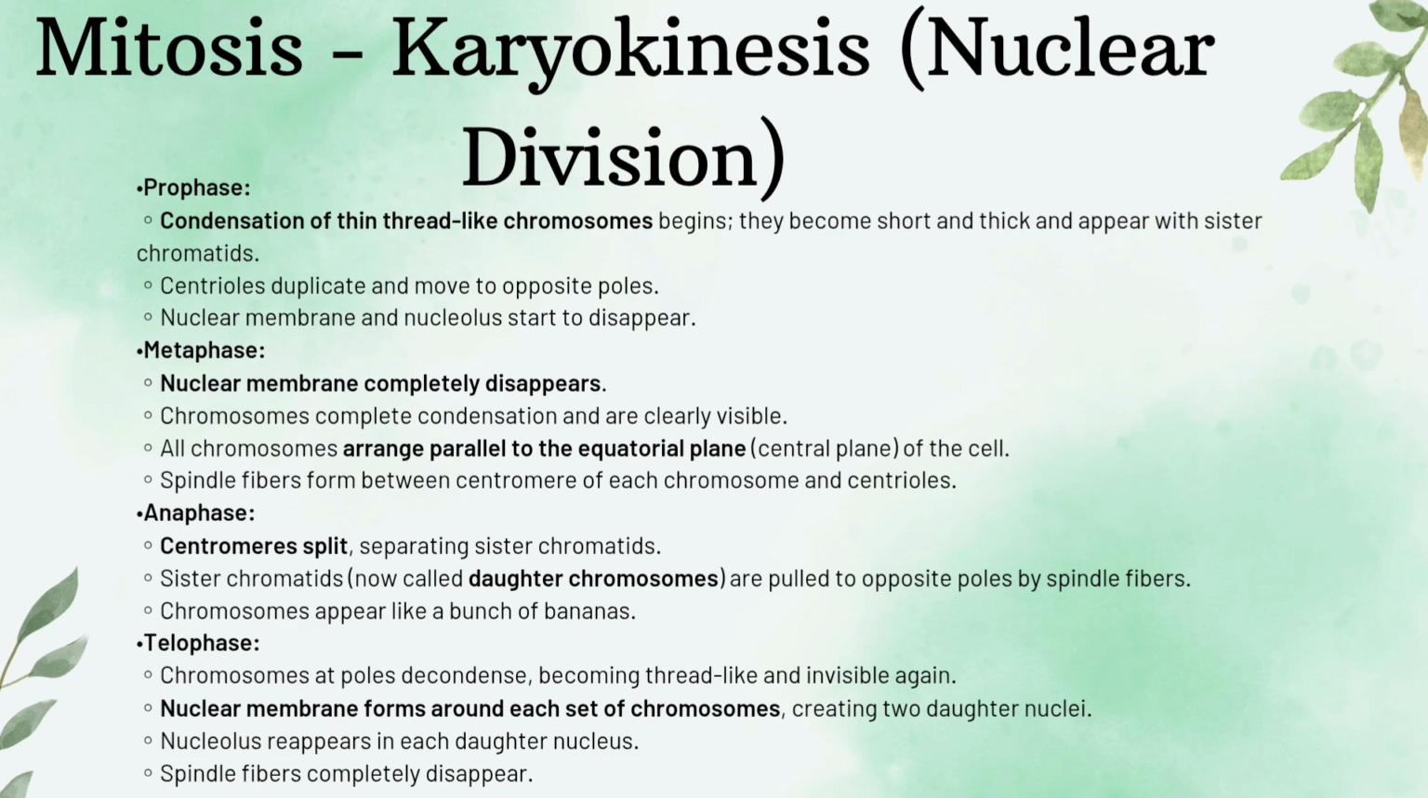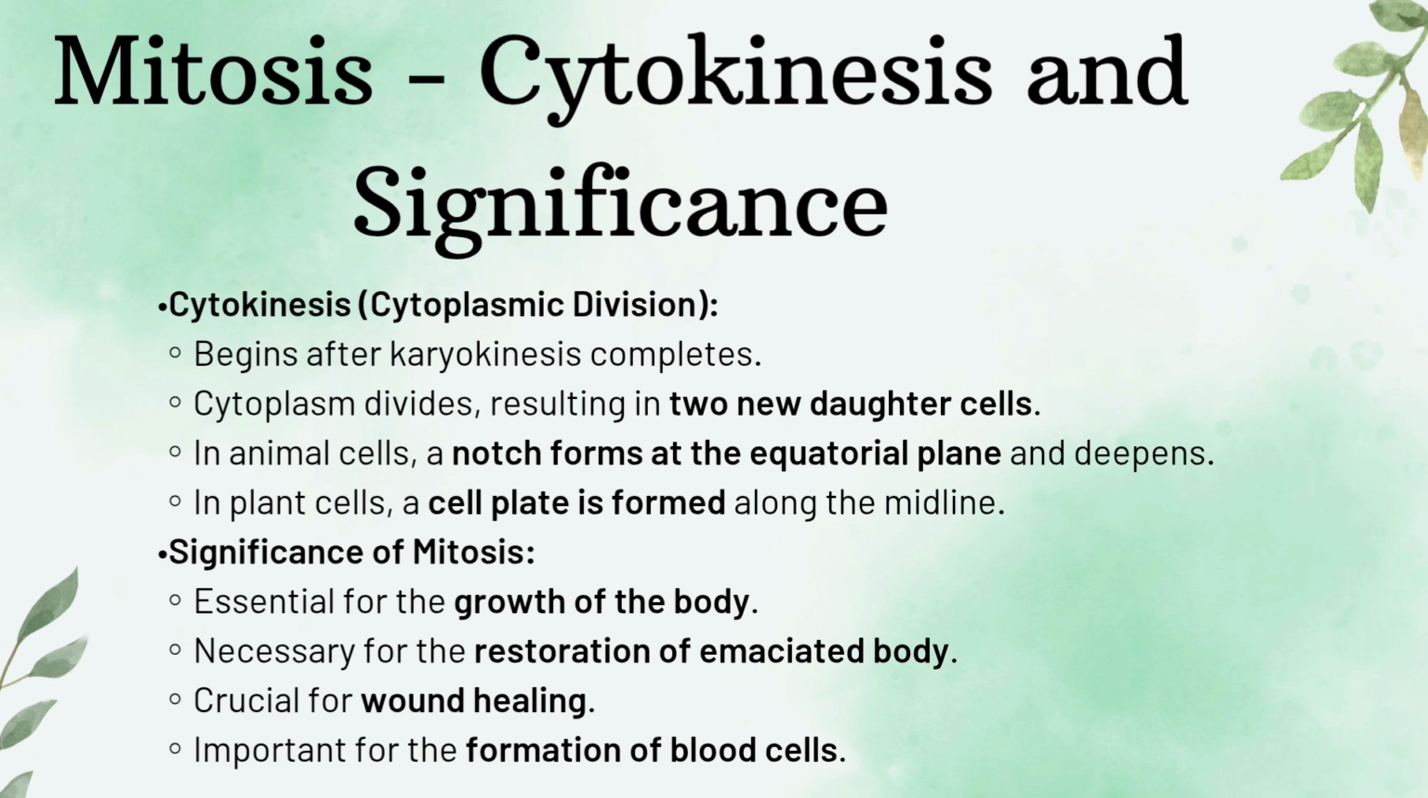In metaphase, chromosomes line up at the center. During anaphase, sister chromatids separate. Finally, in telophase, nuclear membranes reform around each set. After nuclear division, cytokinesis occurs. The cytoplasm splits, forming two identical daughter cells. This process helps in body growth, tissue repair, and blood cell formation.